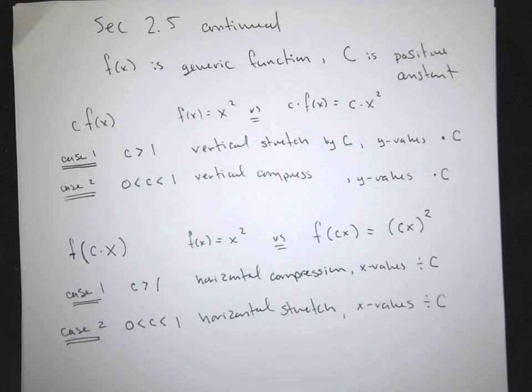That's part 3 of these function translations. All that stuff together, we have shifts left, right, up, down. We have reflections over the 2 axes, and we have these stretches and compressions, both vertically and horizontally.